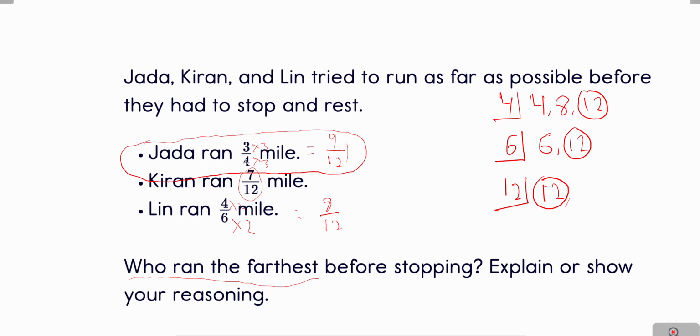Jada ran the farthest because I created equivalent fractions for each. And notice that Jada ran 9/12 of a mile, while Kieran ran 7/12 of a mile, and Lynn ran 8/12 of a mile. So that will be your explanation, and you will show your reasoning by showing me the equivalent fractions.